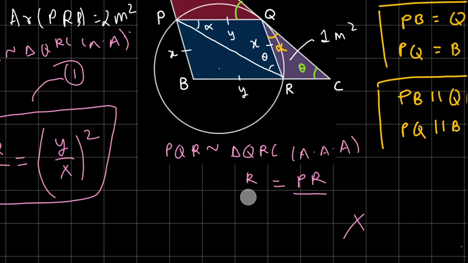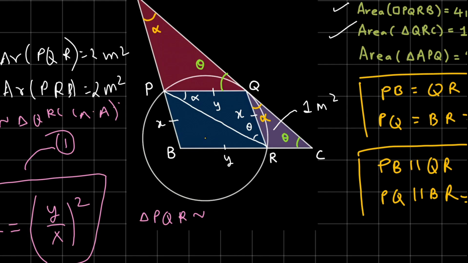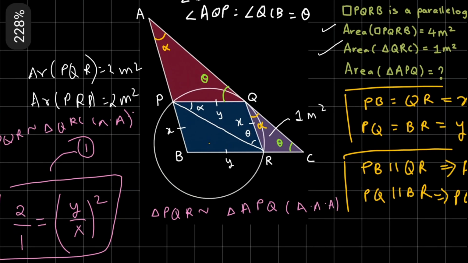So I'm just going to keep the triangle PQR as it is, and we are just going to make a pair of this triangle with some other triangle this time. So this time we are going to make a pair of the triangle PQR with the triangle APQ. And these two triangles are again similar by angle, angle, angle. You are already familiar with the triangle PQR that is over here. Now the other triangle that we have taken is the particular red triangle on the top.